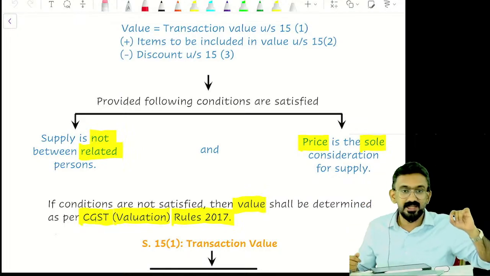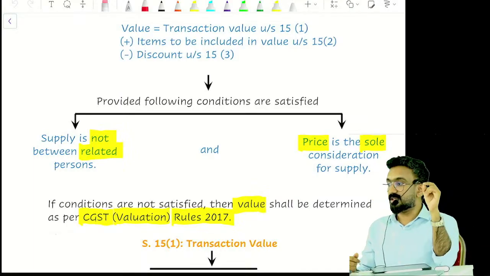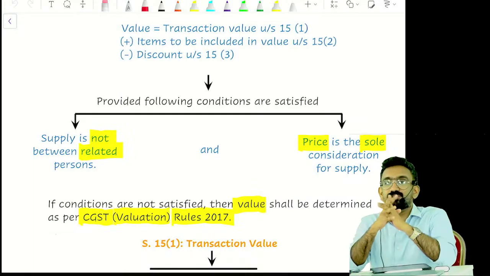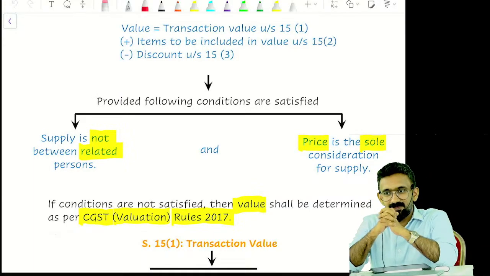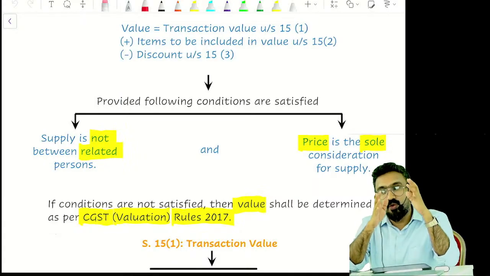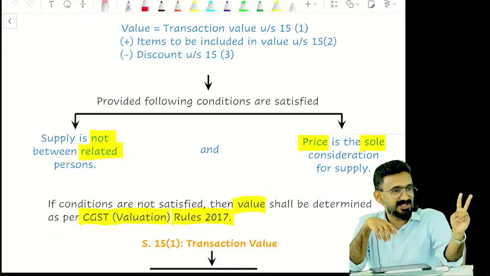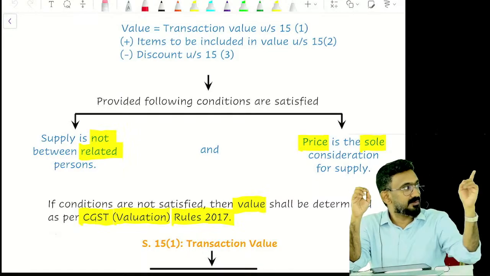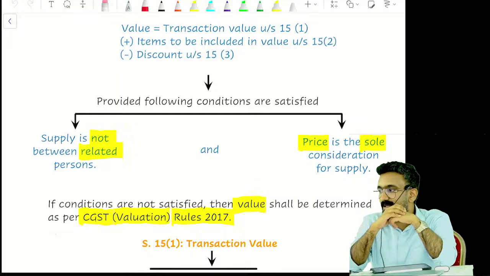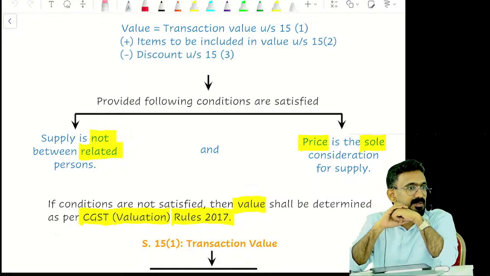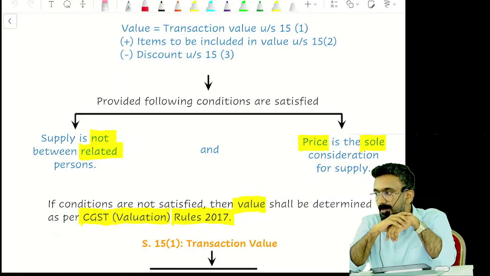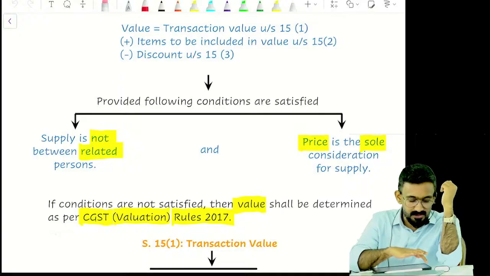That condition is that the price that I'm getting should be the only consideration. Price must be the sole consideration for the supply. The two conditions you satisfy, I'll take transaction value as the value. What are the two conditions that you can see on the screen? One, supply is not between related persons, and second, price is the sole consideration for the supply.